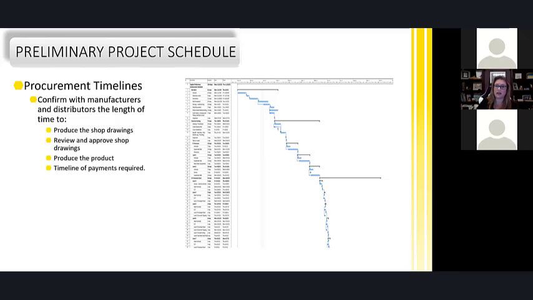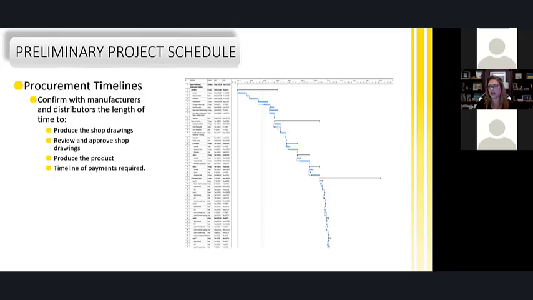To produce the product, how long are we talking? A lot of trades will give us exorbitant numbers and say it's going to take us 6 to 9 months, when in fact it isn't, it's 3 months, but they're worried about the timeline for the shop drawing schedule, so they're giving us blown out numbers. So getting a really good handle on that.